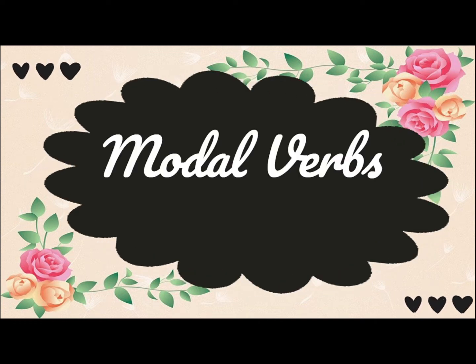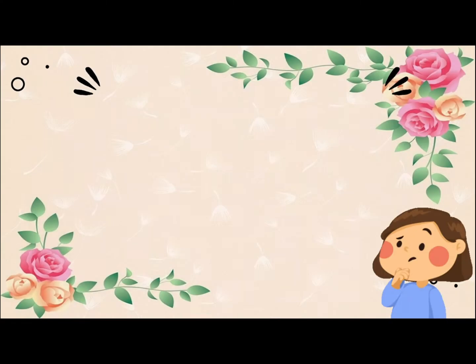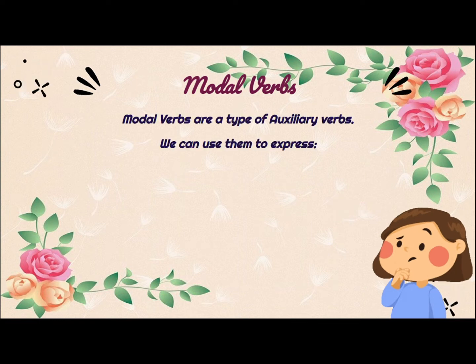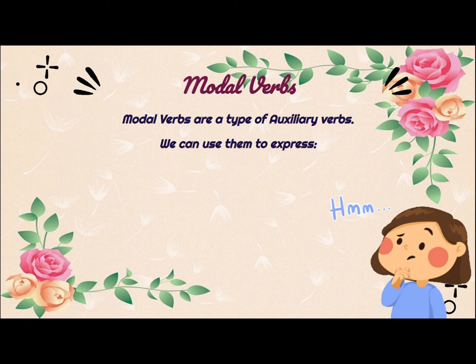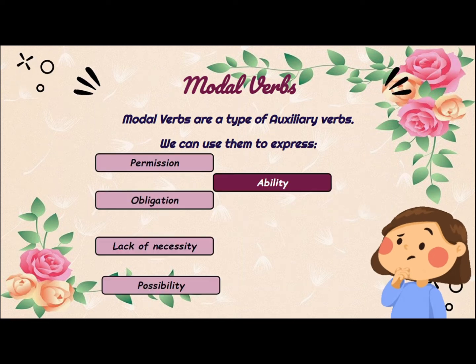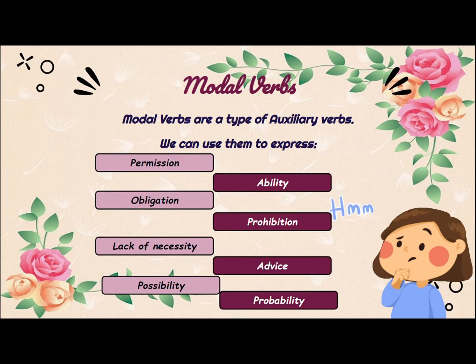A new week, a new video. Yay! As I mentioned, today's video is about modal verbs. Let's go. But Betsabe, what are modal verbs? Don't worry, let me explain. Modal verbs are a type of auxiliary verbs. The modal verbs are not conjugated. We use the same form for all the subjects. We can use the modal verbs to express permission, obligation, lack of necessity, possibility, ability, probability, advice, and prohibition.